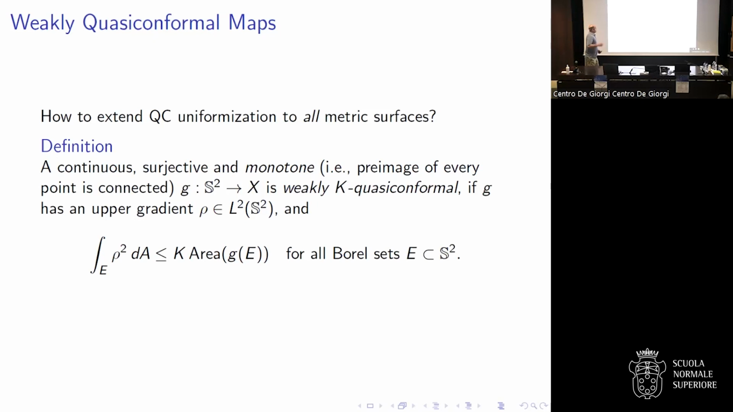Now the order is reversed. Now the domain is S2. We say that it's weakly quasi-conformal if it satisfies the same analytic conditions as the quasi-conformal mapping. So same regularity and distortion assumption.